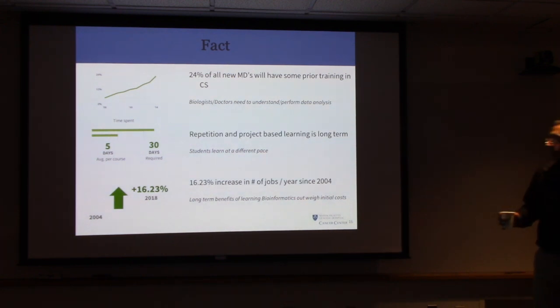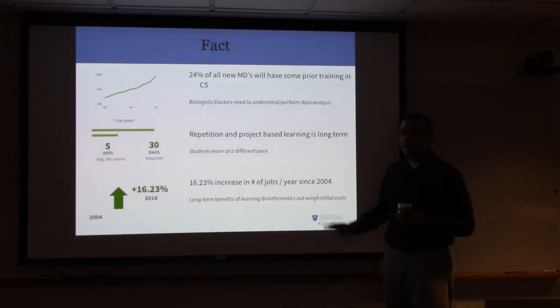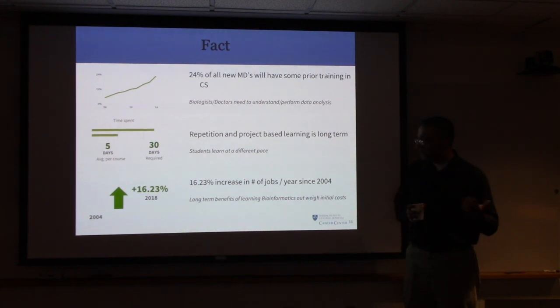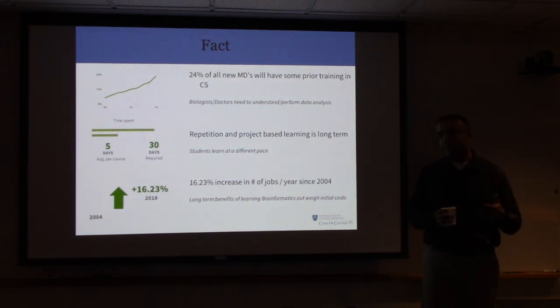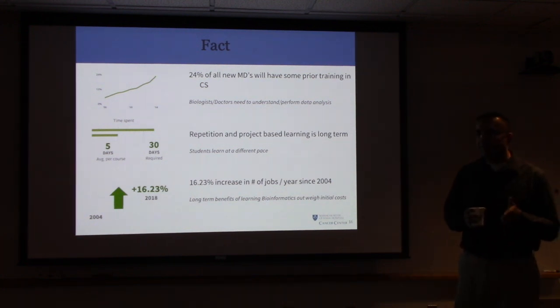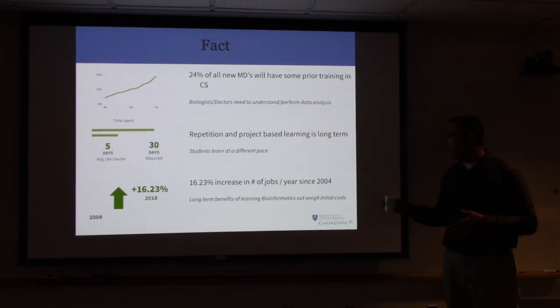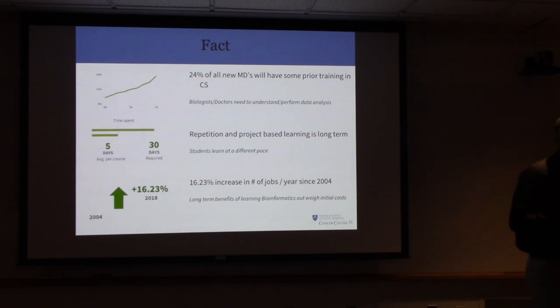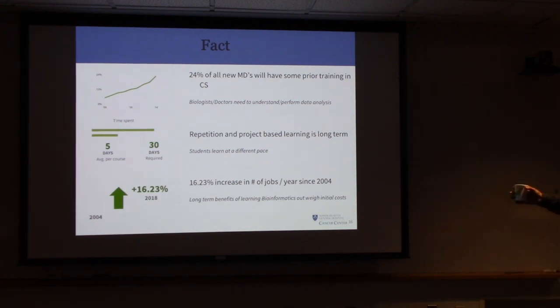Then there's also the last one, which is the financial aspect of learning anything bioinformatics related, which we've seen that there's a 16% increase in jobs per year, every year. It's not cumulative. Every year there's a 16% increase in jobs for bioinformatics and computer science. So there's no downside to this aspect, right, if you've learned bioinformatics.